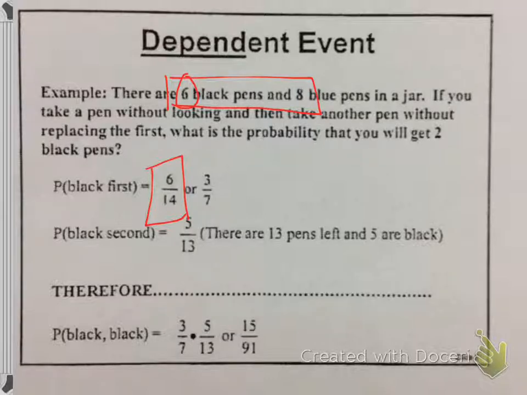When you pull the second pen out, though, there's only 13 left in the jar. And there's only 5 left of all of the black pens, so you'd have 5 out of 13 the second time. When you multiply those two probabilities together, you get 15/91 for the actual probability of those two things happening together.